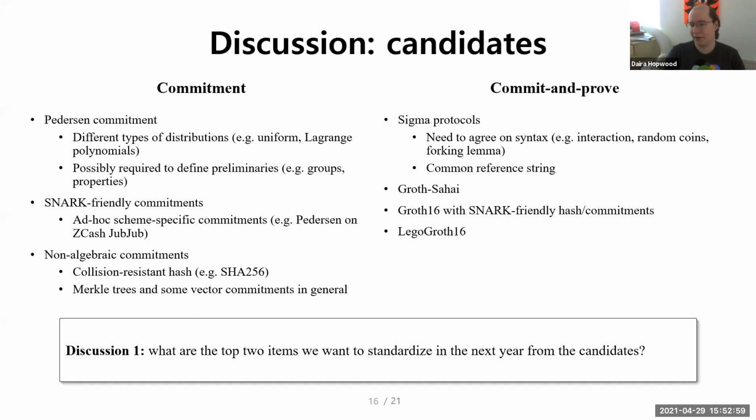Yes, so I think the SNARK-friendly primitives group was intending to standardize both ordinary and Bowe-Hopwood Pedersen commitments. So that will happen anyway.